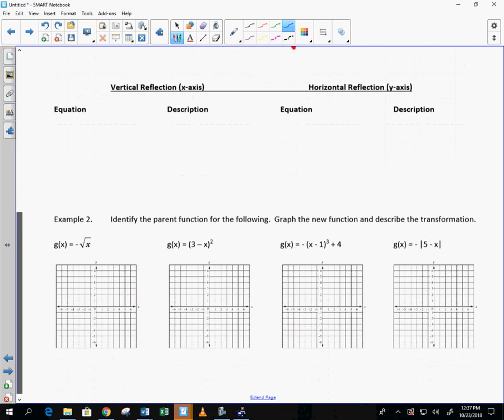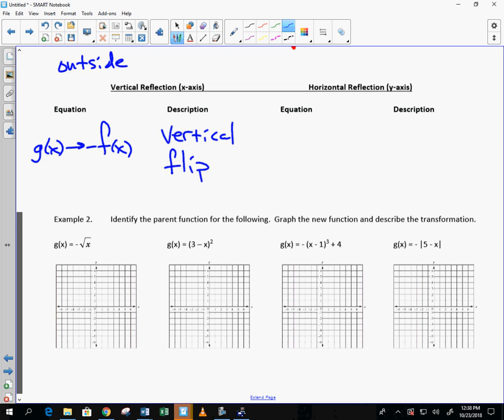Then we do our last section. What if we have g of x and we turn it into negative f of x? Is the negative on the outside or inside? So therefore, it will affect it vertically. Vertical flip. A vertical flip would be over the x-axis.